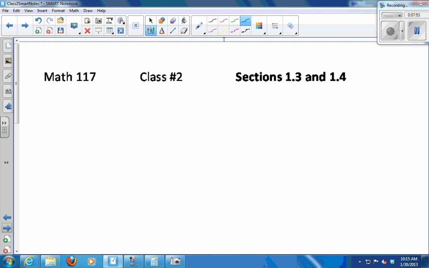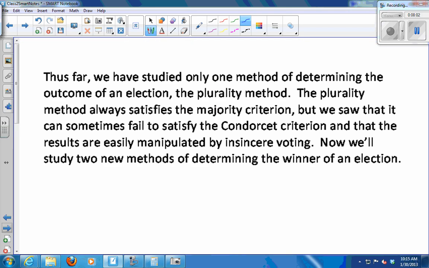All right, so we're at class 2. We're going to talk about sections 3 and 4 in chapter 1. Last class, we studied preference voting, and we studied one method of determining the winner, the plurality method, where the person with the most first place votes wins. It always satisfies the majority criterion, which means that if somebody gets a majority, they will definitely win. But we saw that it can sometimes fail to satisfy the Condorcet criterion. That is, someone can be undefeated in their head-to-head matchups and lose. And we saw that the results are easily manipulated by insincere voting.